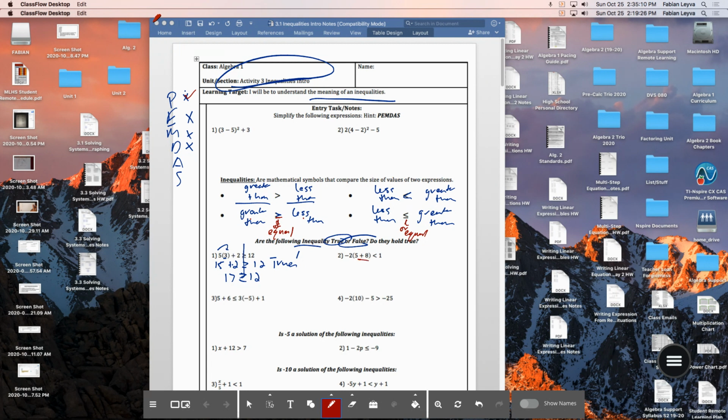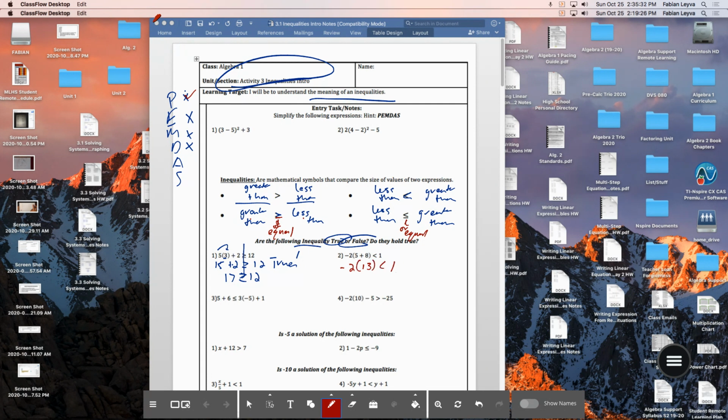I could do 5 plus 8. 5 plus 8 is 13. So I end up with negative 2 times 13. I accidentally wrote a negative there. Just ignore that. So 2 times 13 is less than 1. I'm going to write that because I don't like the way that came out. There we go. A little bit better.